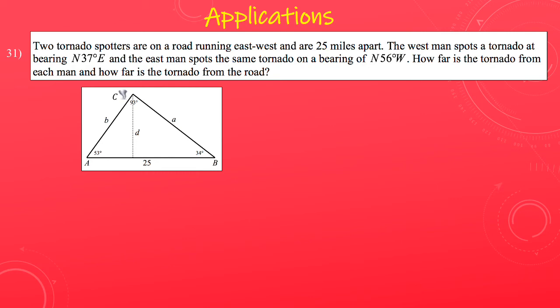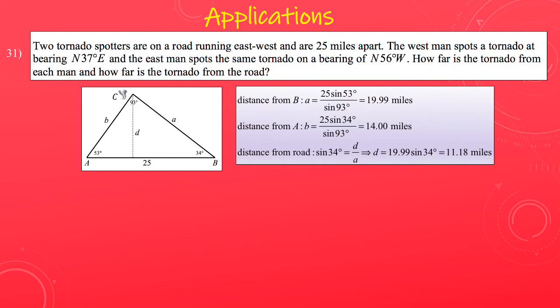We want to find little a, which is the distance from B. We would like to find little b, which is the distance from A. And we'd also like to find, we will call it D, which is the distance from the tornado to the road. Angle C is 93 degrees. So we have all three angles and a side, and we can use the law of sines.